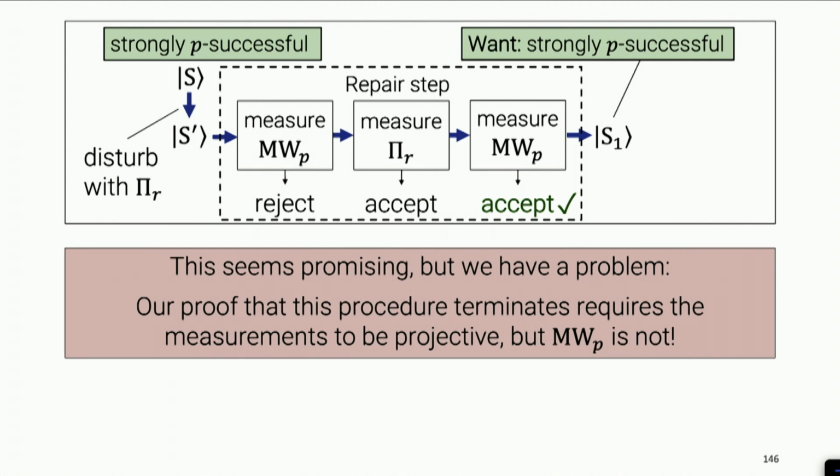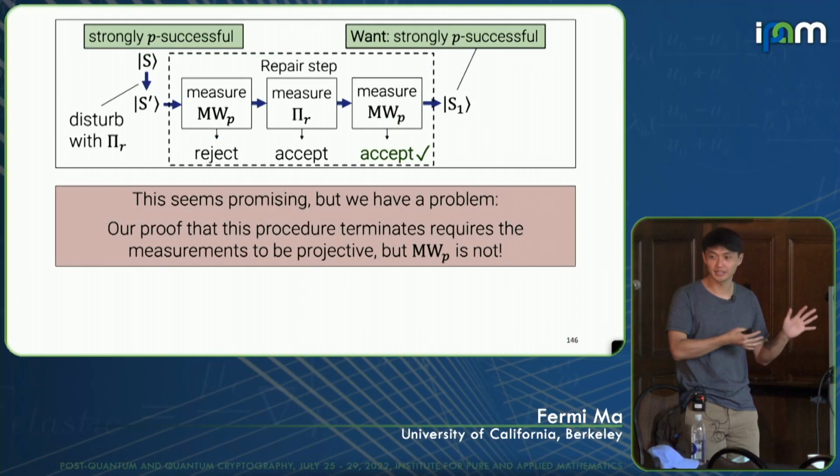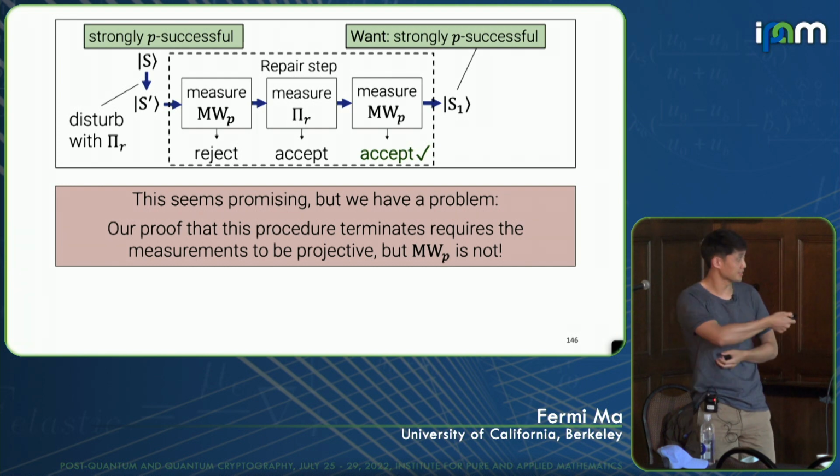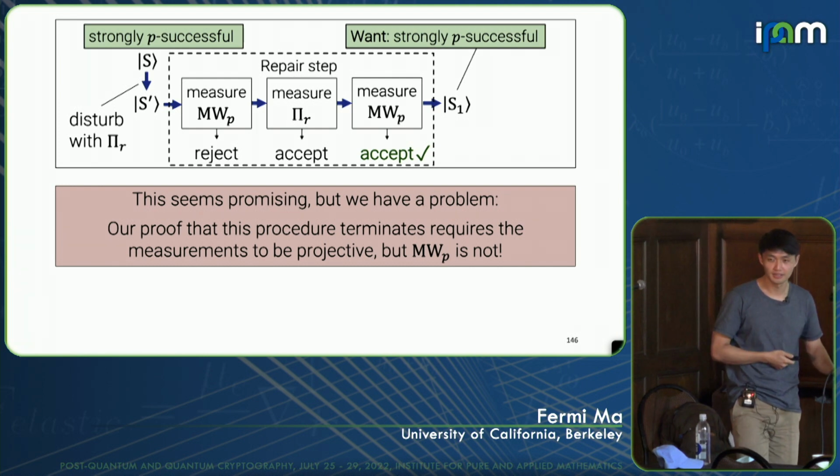So all the guarantees I had about this earlier, when I argued that this procedure is eventually going to terminate, don't apply here, right? Because that only applied when I had two projective measurements alternating back and forth. This doesn't fit that template.